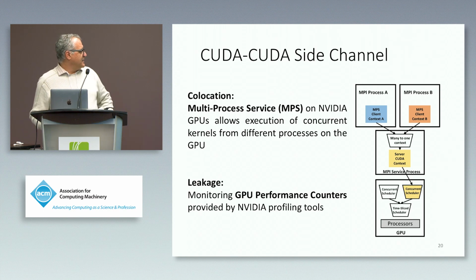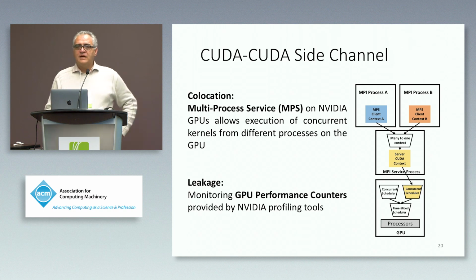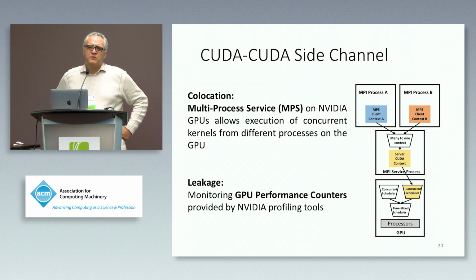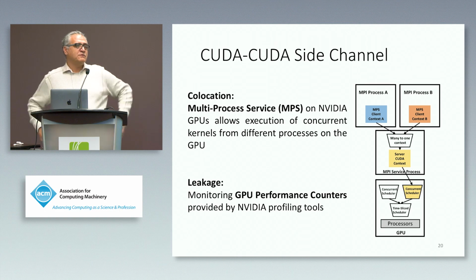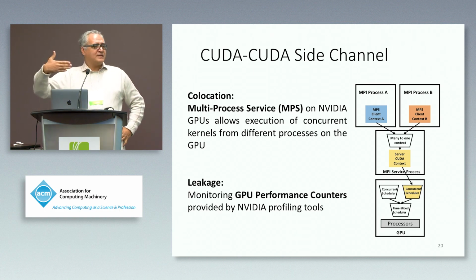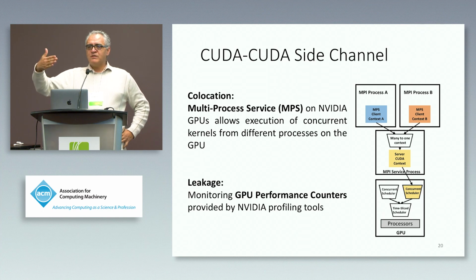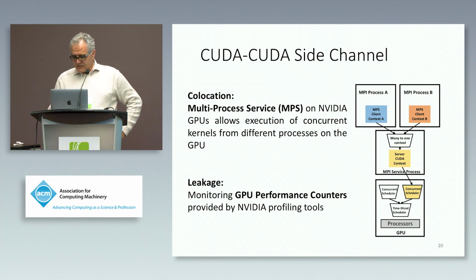And in this case, we monitor GPU performance counters. Now, a limitation of the GPU performance counters on CUDA is that you can only get them when a kernel finishes execution. So we launch a bunch of kernels right after each other, and they're very short, and whenever one of them ends, we get a sample of the performance counters.